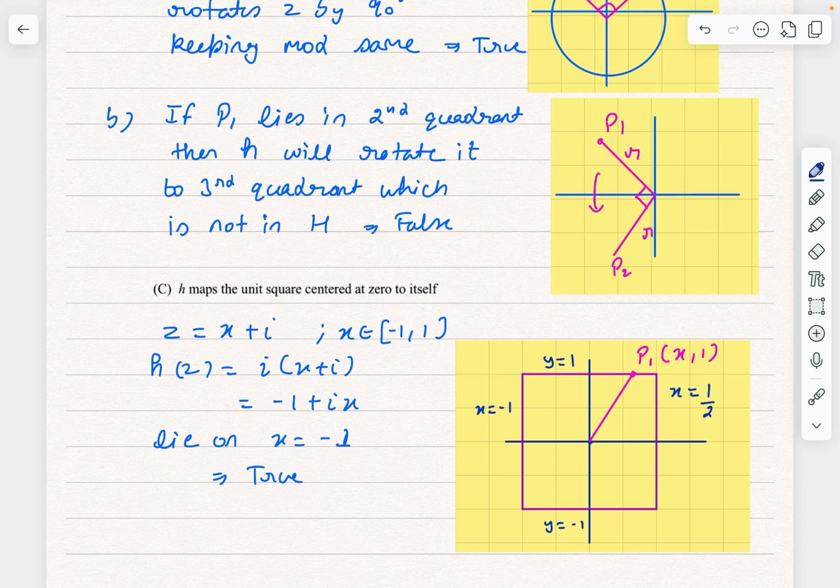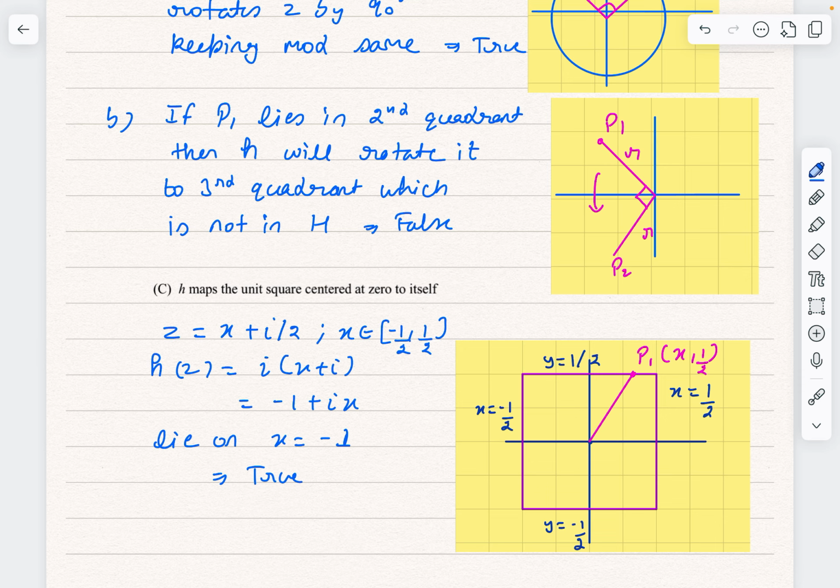X equal to 1 by 2, minus 1 by 2. Y is 1 by 2, here minus 1 by 2. A unit square, side length will be 1. So if I take a point on this, let us say this P1 I take here. So the P1 point will become x comma 1 by 2, and x will lie between minus 1 by 2 to 1 by 2. So the point will become x plus iota by 2.